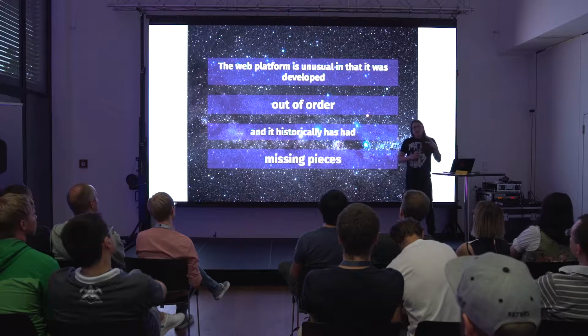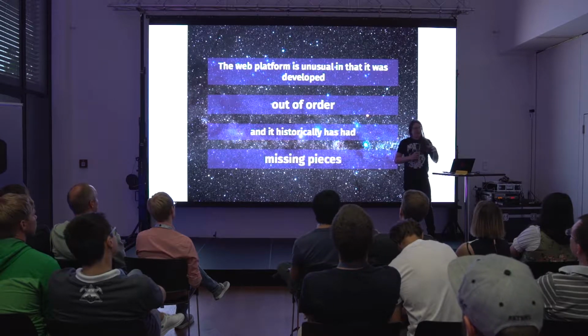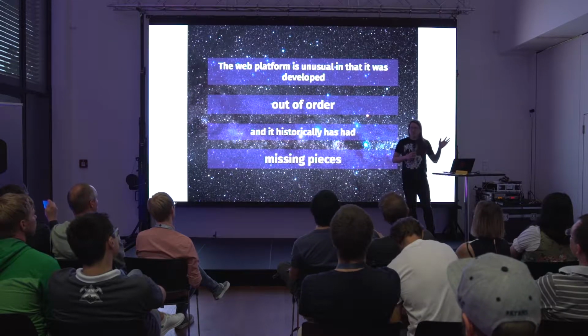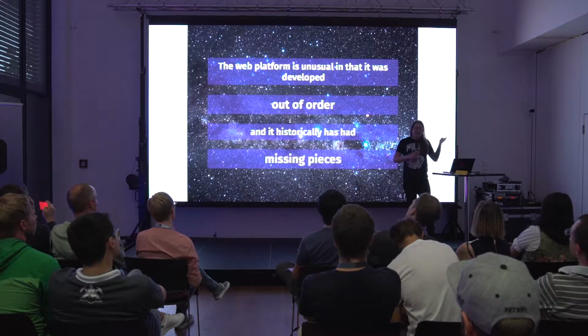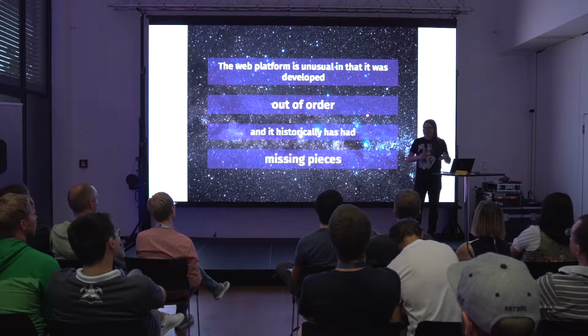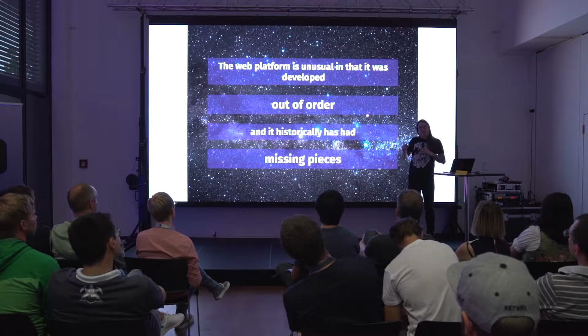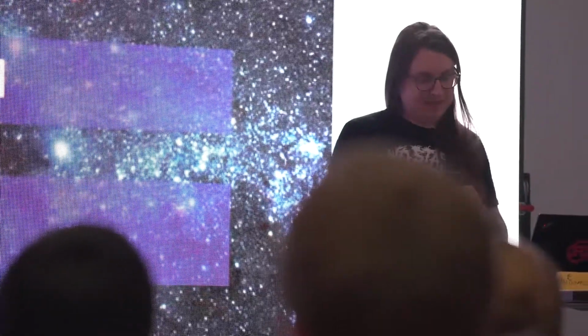What's interesting about the web as an application platform is that it was developed totally out of order from the way that people usually do these things, and it's had missing pieces historically. I put these in a 1, 2, 3 order because it's kind of low level to high level in a certain sense. You have the CPU, and then you build the assembly instructions to make the CPU go, and then you build the OS on top, and then you build the tooling on top of the OS.